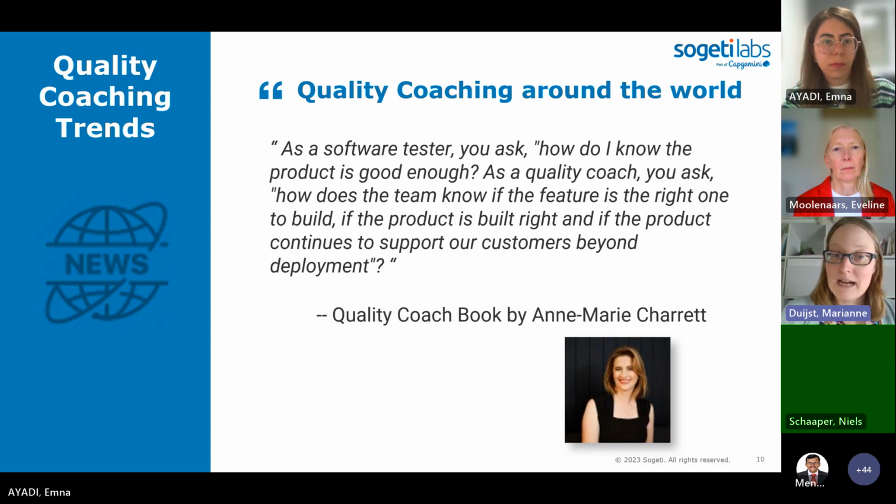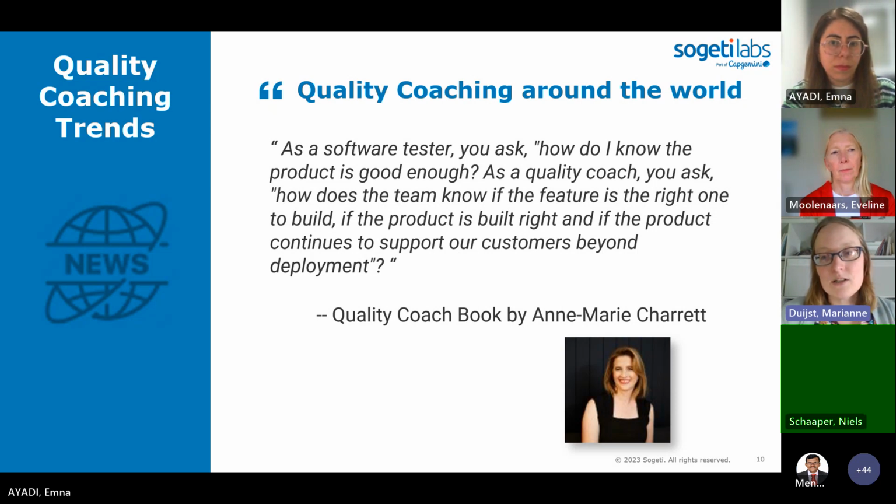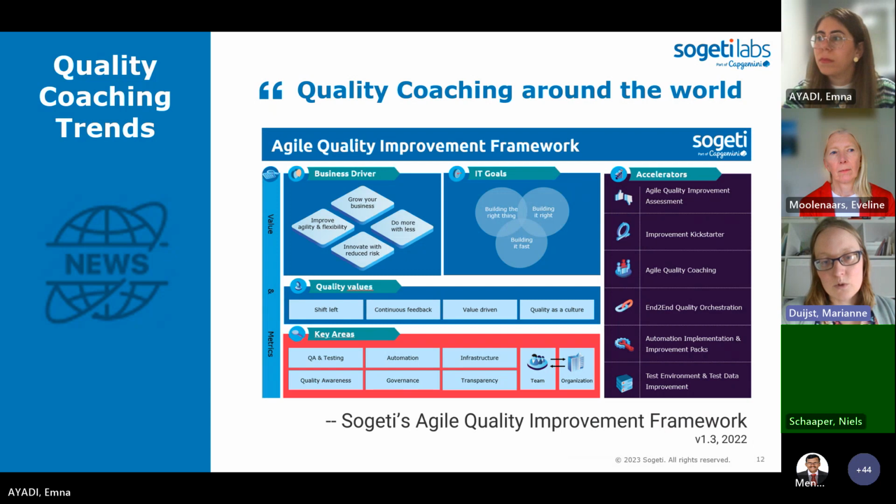And the quote that we put up, as a software tester, you ask, how do I know the product is good enough? Whereas as an Agile quality coach or as a quality coach, you ask, how does the team know if the feature is the right one to build, if the product is built right, and if the product continues to support our customers beyond deployment? Now, what you already see within this quote itself is that it is much more broader than just a product. It's about the whole culture of the organization and the dynamics in which a team is functioning, which stakeholders there are, which makes the quality coach role so interesting, because we still have that deep test expertise, but we bring that responsibility towards the team.